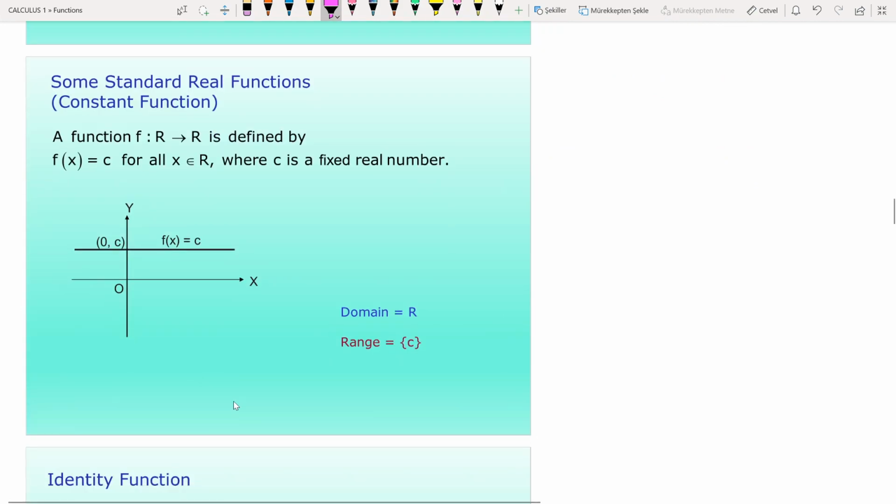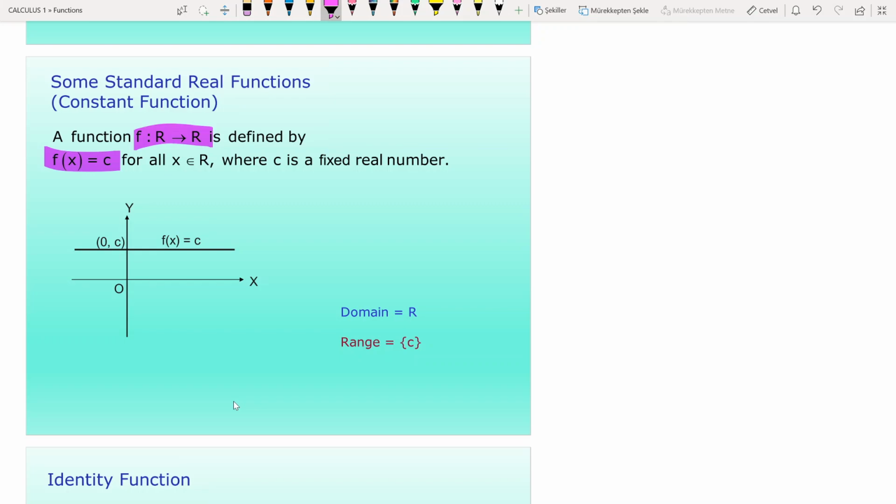So the next part, I will introduce some standard real functions. We start with the constant function. A constant function from real numbers to real numbers is defined as f of x equals c. Here c is a fixed real number. What does it mean, f of x equals c? What is the domain and range?